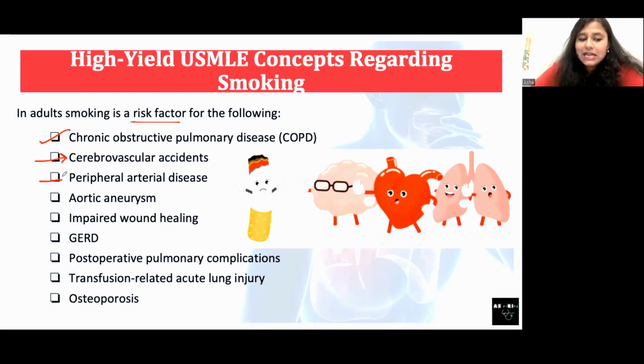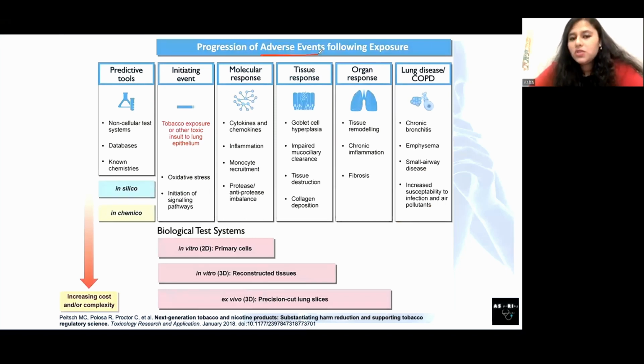artery disease, like Buerger disease, and aortic aneurysm. So this is going to make the lumen become very thinned out and weaken it. Impairment of wound healing, so that's how we can get gangrene occurring. GERD as a reflux, postoperative pulmonary complications, and then transfusion-related acute lung injury and osteoporosis. So here I want to just point out the adverse effects that we know smoking exposure can cause.